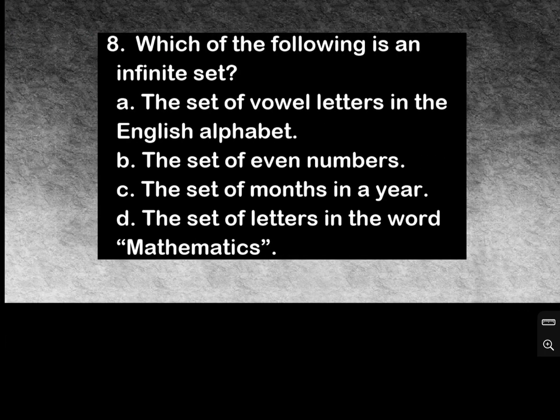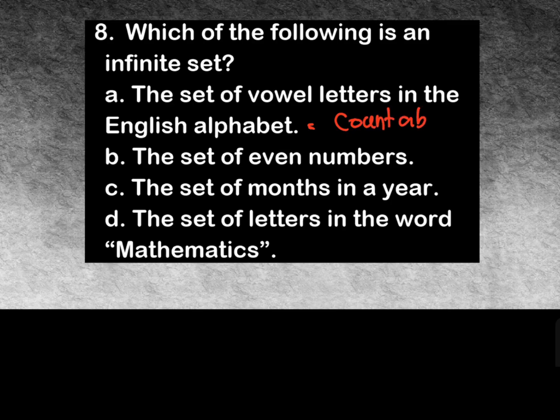For 8, which of the following is an infinite set? Meaning those elements that are uncountable, cannot be identified, or are beyond our counting capacity. For A, the vowel letters in the English alphabet, we can count those 5 letters. Let's have letter C, the set of months in a year. We can also count the 12 months in a year and we can identify those. The set of letters in the word mathematics. We can also count and identify the distinct letters in the word mathematics.